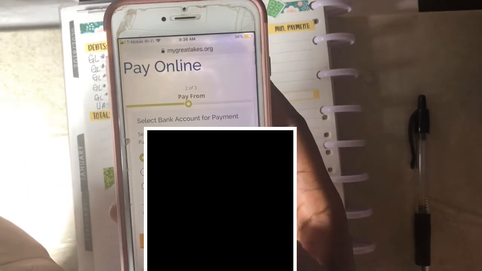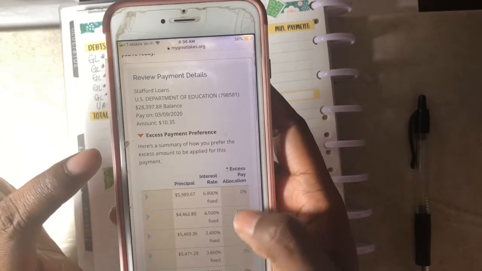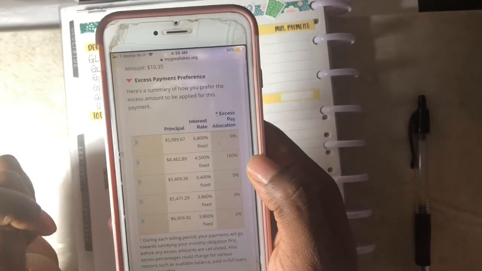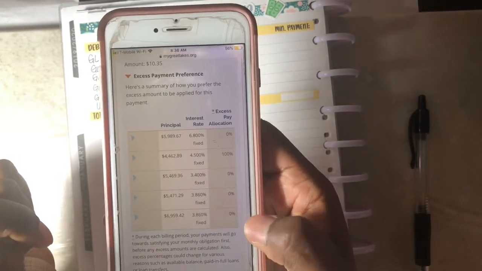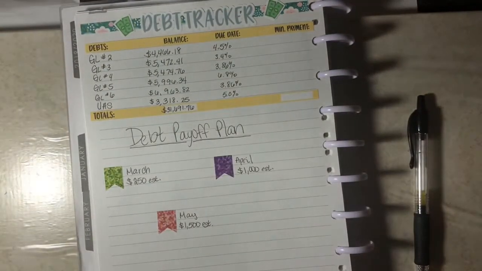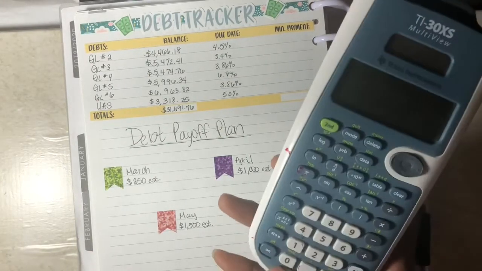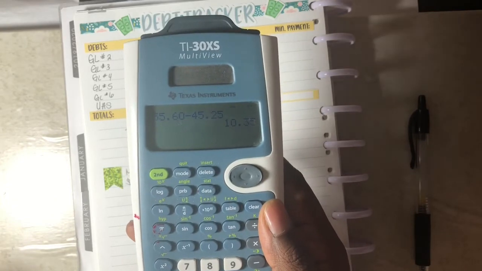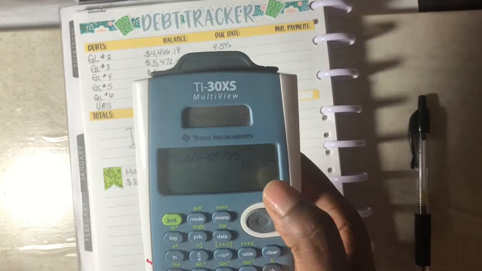Select my account, hit continue. And then this is where I check to verify that the excess payment is going to the targeted loan that I selected, which it is. And you see that with the 100% right there, and the rest are zeroed out. Now I'm going to select that I have read and agreed to the terms and conditions and hit submit payment. All right, so again, I just did the $10.35 payment out of the $55.60 total.